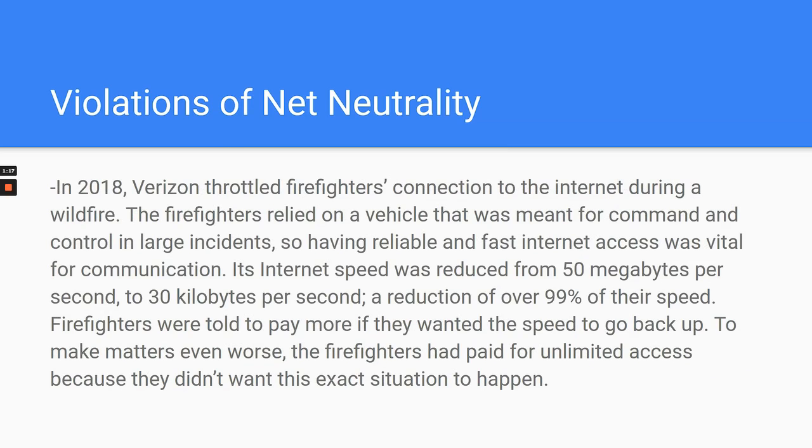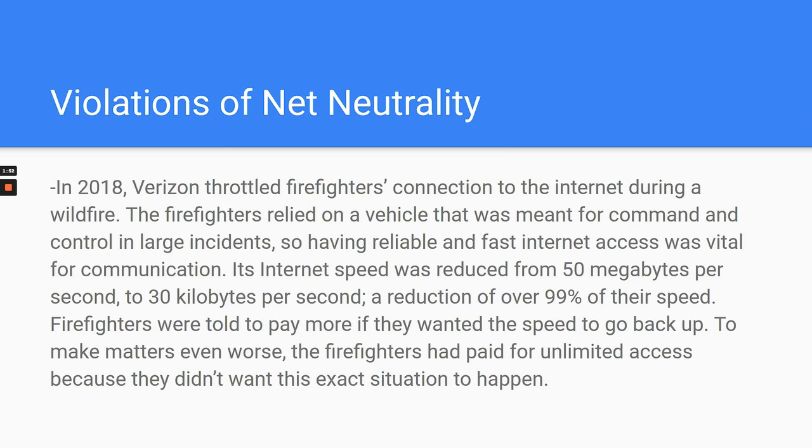In 2018, Verizon throttled firefighters' connection to the internet during a wildfire. The firefighters relied on a vehicle that was meant for command and control in large instances, so having reliable and fast internet access was vital for communication. Its internet speed was reduced from 50 megabytes per second down to 30 kilobytes per second, a reduction of over 99% of their speed. Firefighters were told to pay more if they wanted the speed to go back up.